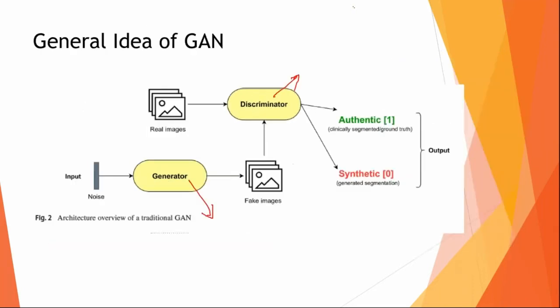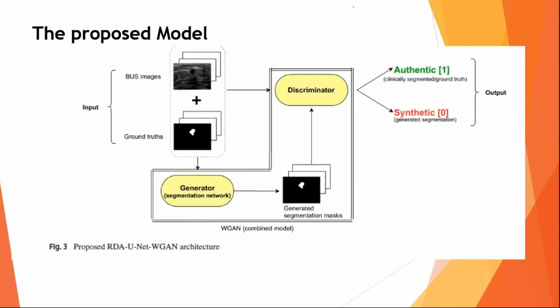Okay. So what we did is, instead of noise here, we trained our network with our ground truth results. We just took the breast images along with the ground truth, and we trained the generator and the discriminator with our data set.